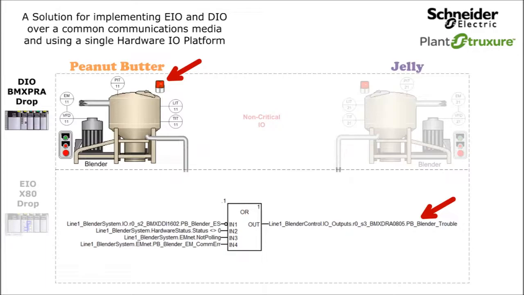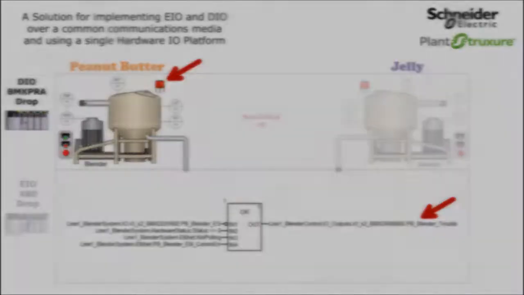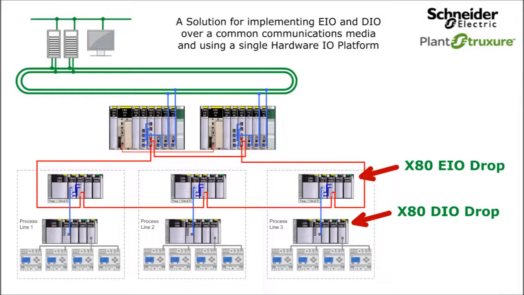And that concludes this overview of designing and implementing systems that use a mixture of X80 Ethernet IO and X80 Ethernet Distributed IO. It is time for me to have a peanut butter and jelly sandwich. Yum!